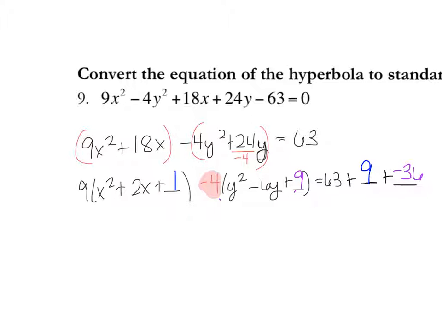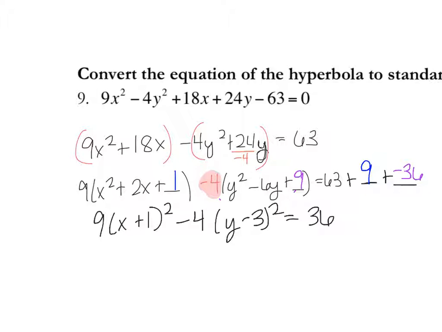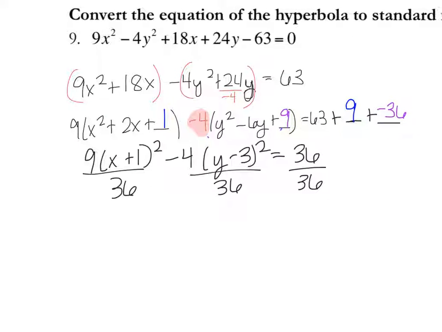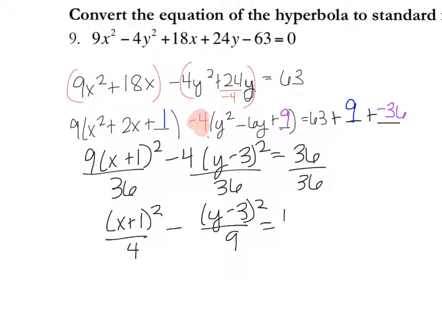Alright, then we break down on the left side, we factor these out. That's x plus 1 squared if we take the square root, and then minus 4 times y minus 3 squared equal to, if you do the math there, that turns into 36. And we need it to equal 1, so I divide by 36. And our standard form answer is x plus 1 squared over 4 minus y minus 3 squared over 9 equals 1.